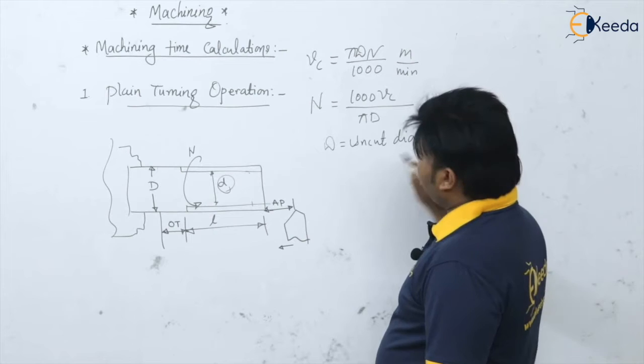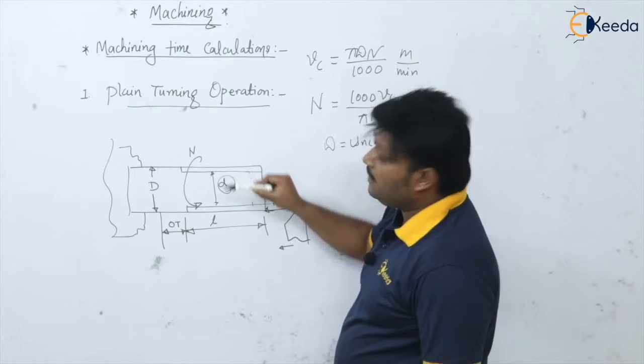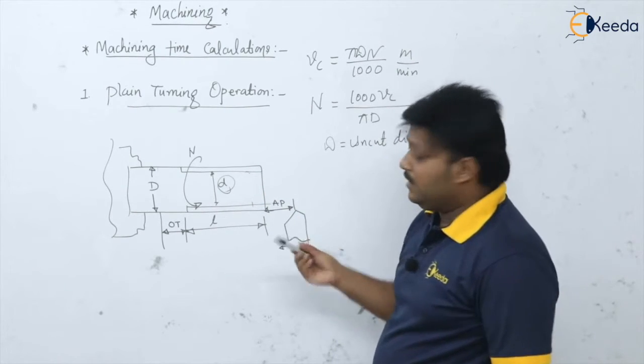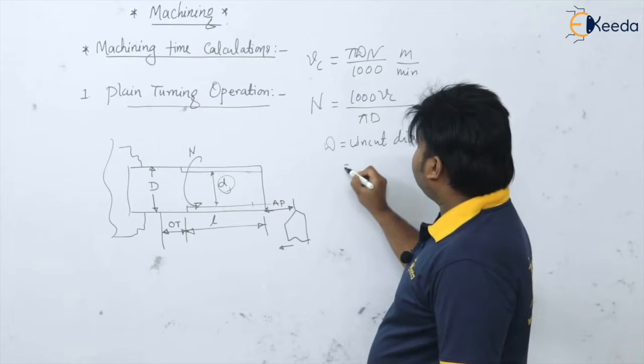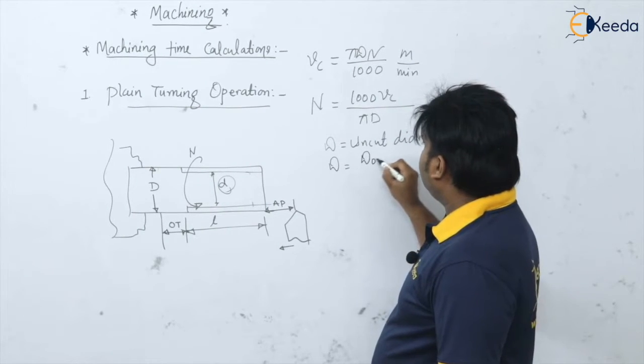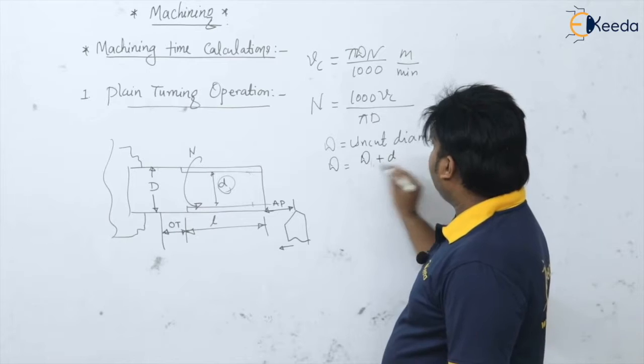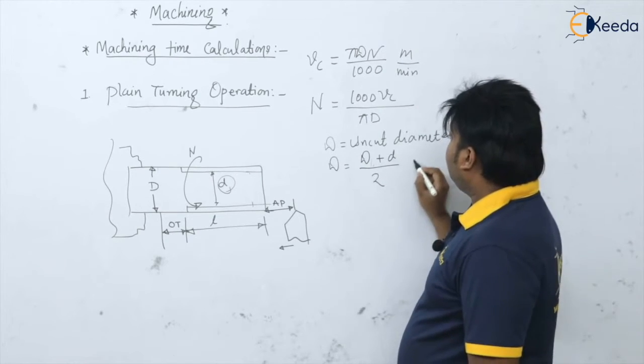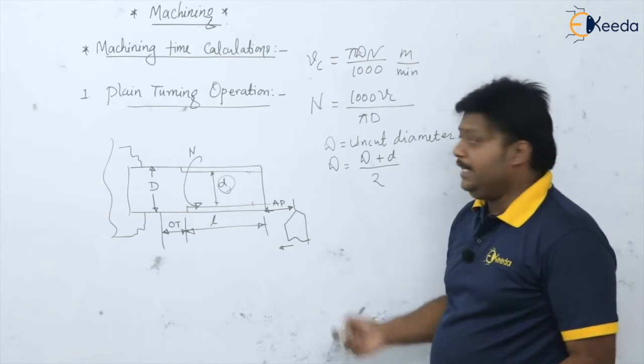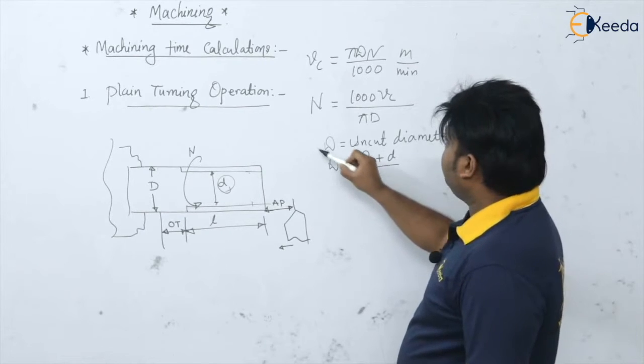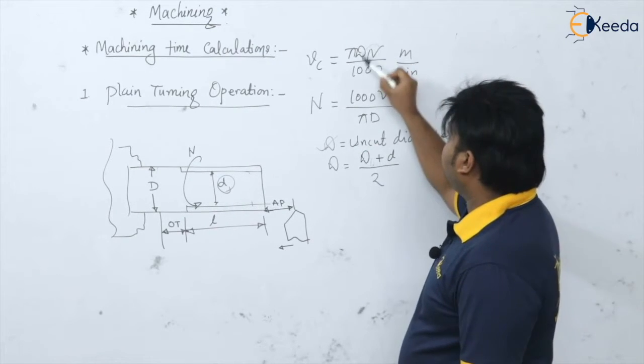Or if the next diameter is given, after the first cut, you can take the diameter as D original plus D after cut, divided by 2. You can take the average value also. But generally, you can take the uncut diameter for the speed calculation.